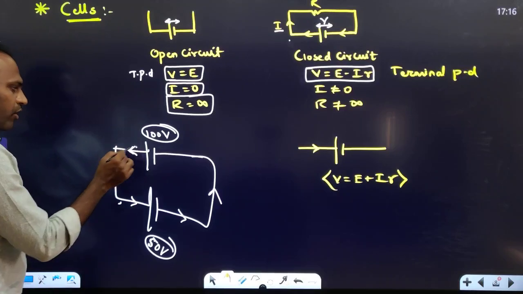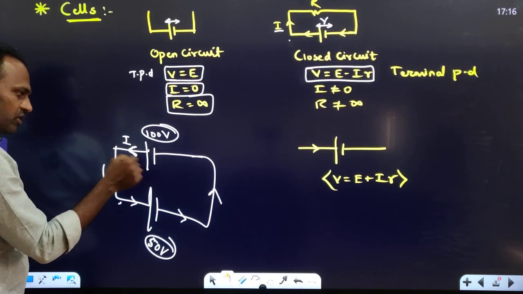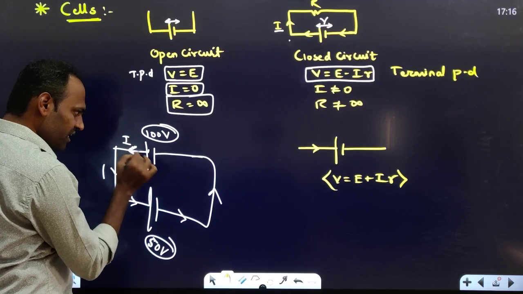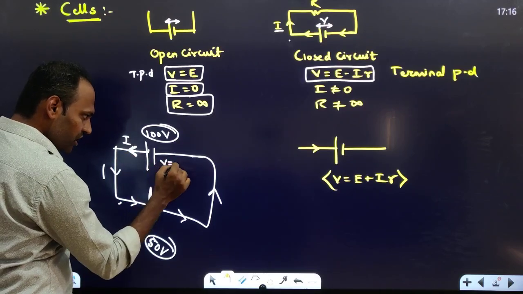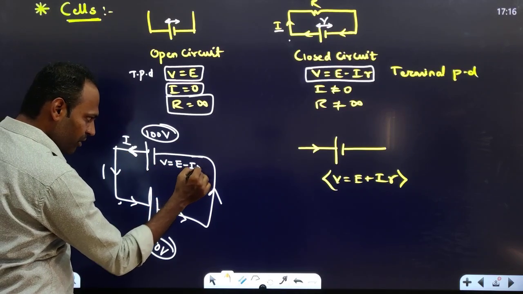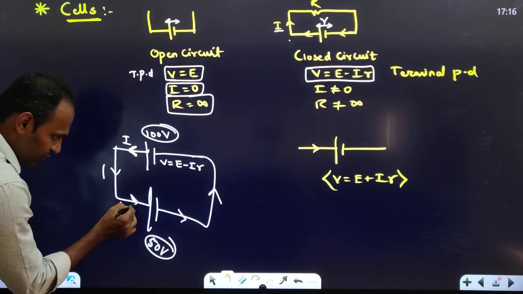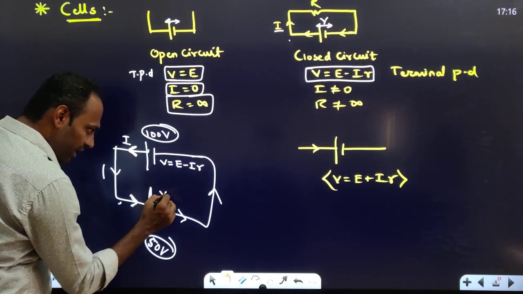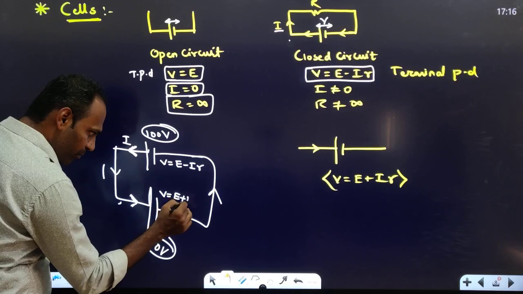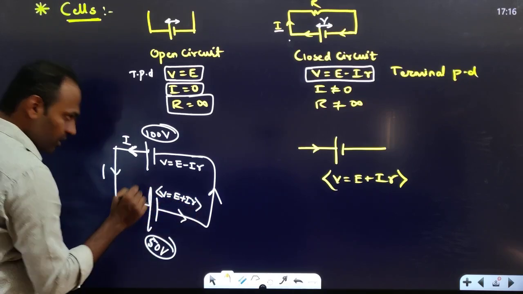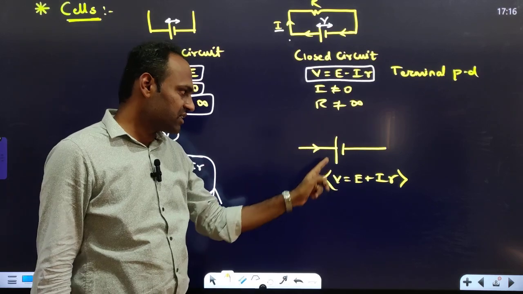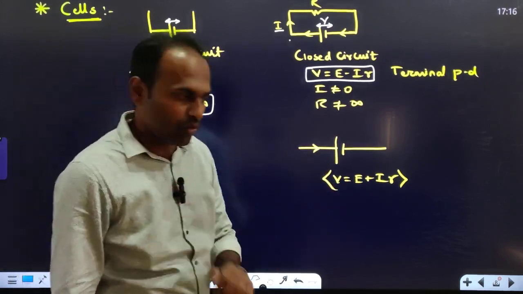Okay, see here you can observe the current is coming out from the positive terminal of the cell. If the current is coming out from the positive terminal of the cell, it is called a discharging cell. Its terminal potential difference will be E minus IR. If the current is flowing inside the positive terminal of the cell, it is said to be in charging mode, and its terminal potential difference will be E plus IR, right? That is the difference. So if the current is coming out from positive, E minus IR. If current is entering inside the positive, E plus IR, terminal potential difference.